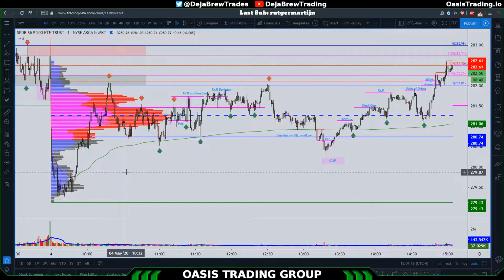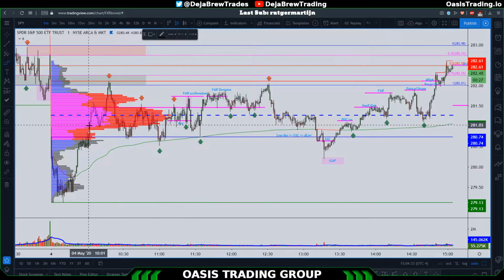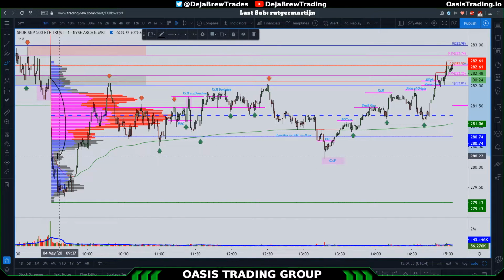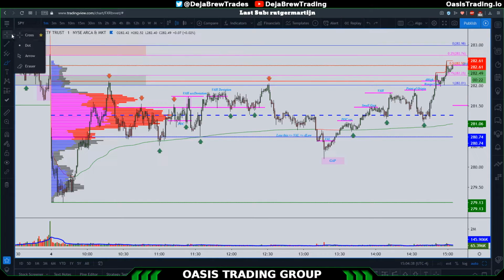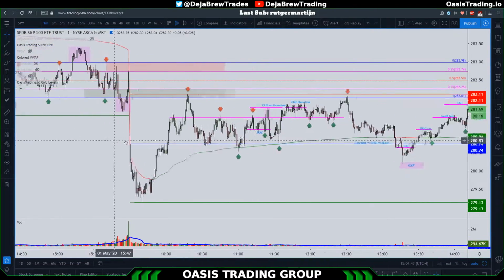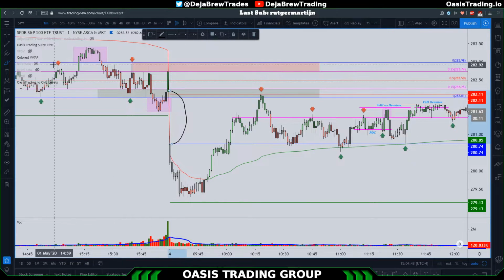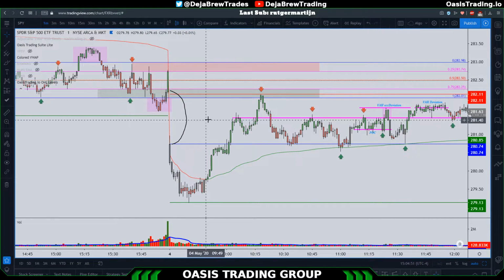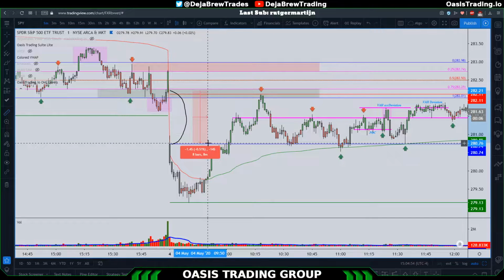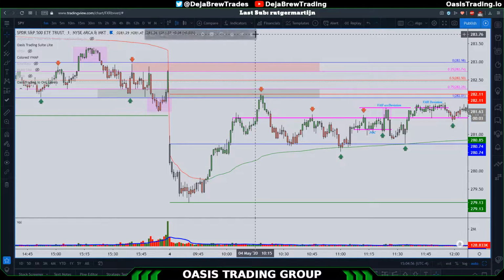But if you guys were watching this profile throughout the day, it was not like this. Most of the day, it was a P shape. We saw that initial breakdown. Where's my brush here? It's kind of hard to see with the volume profile here. I'll turn it off. So we saw that initial breakdown here. You had that gap down, about 0.5%, nothing too big. So you saw that initial gap down.